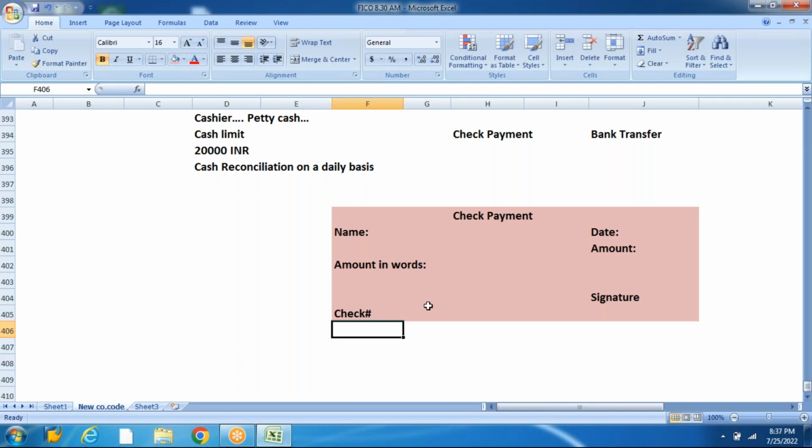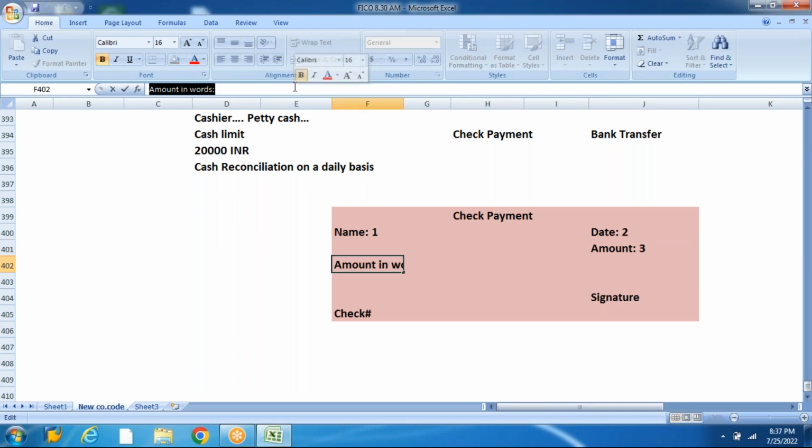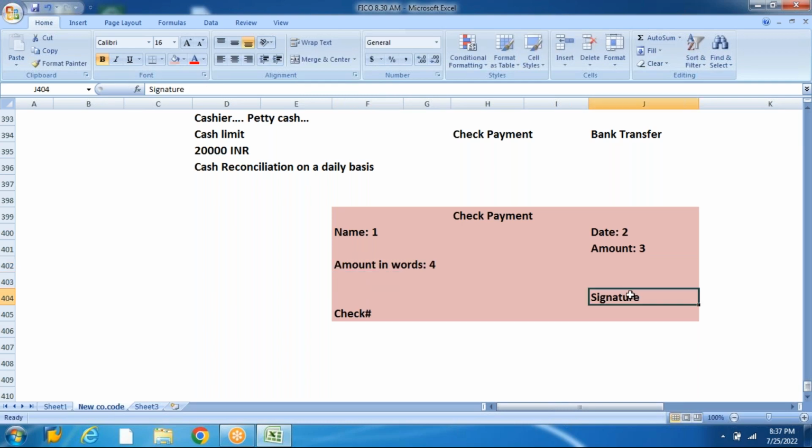Now, what is the information that has to be updated? Let's say name is my first input, date is second, amount is my third input, amount in words will be my fourth input, and signature will be my fifth input. The check number is predefined, pre-printed on the check. Agree? Every check contains the check number at the bottom. So the 5 inputs are what you have to write on the check.